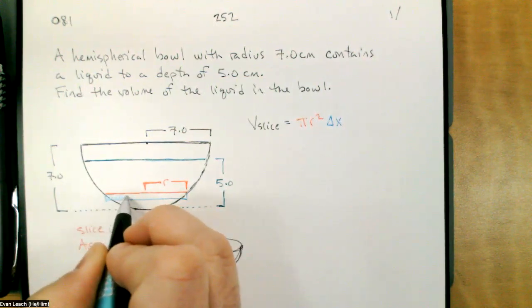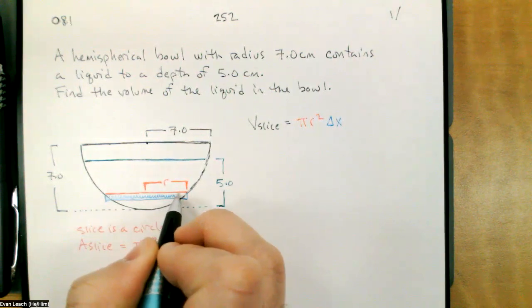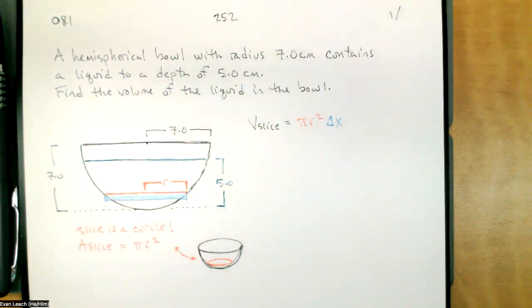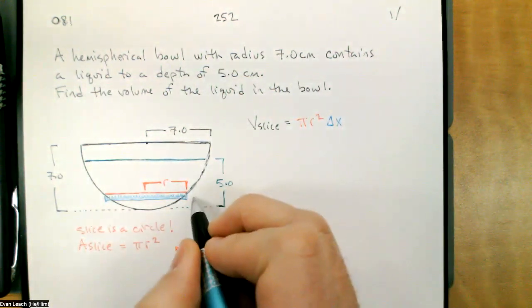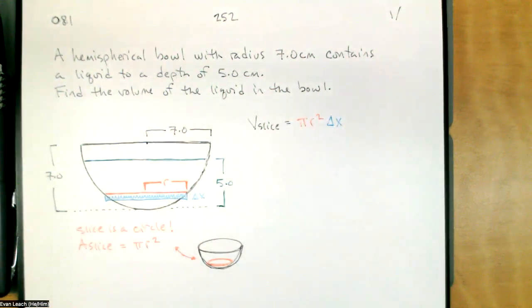Because this is our strategy for integration. We deal with the continuously variable factor by making it constant for a little while. Because if we make the delta x small enough, the radius won't change that much.